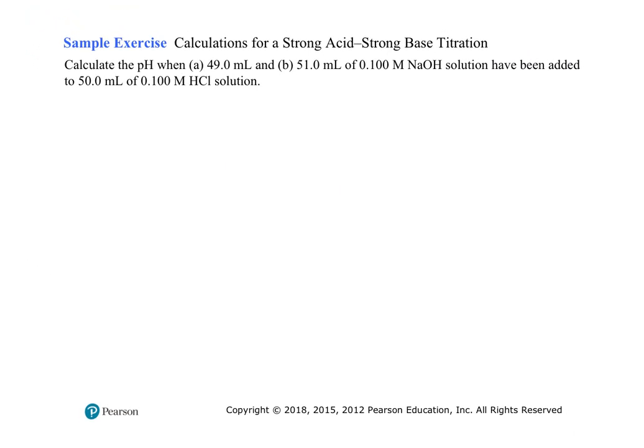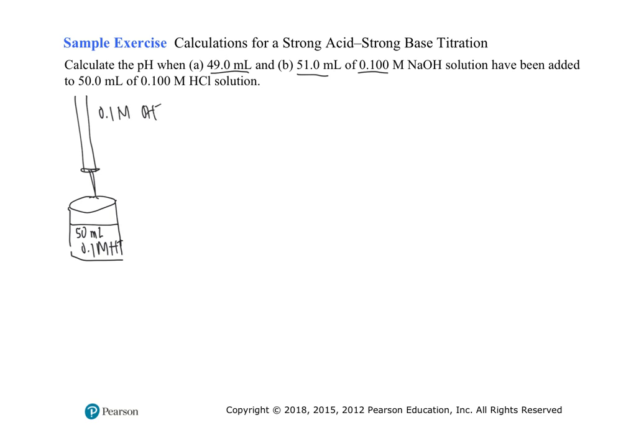So let's calculate the pH when I have 49 milliliters and 51 milliliters of a 0.1 molar sodium hydroxide solution when I have 50 milliliters of HCl. If I was doing this titration, I have 50 milliliters down here of 0.1 molar HCl, which is exactly 0.1 molar of H plus ions. And in my burette here, I have my 0.1 molar hydroxide solution.